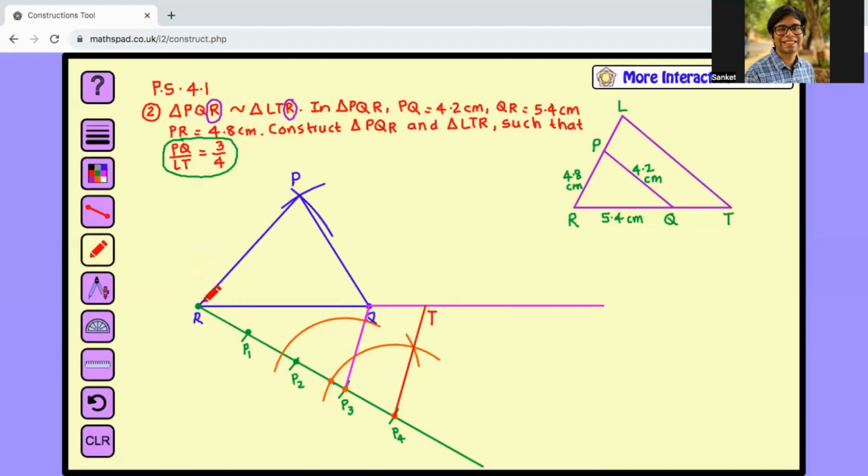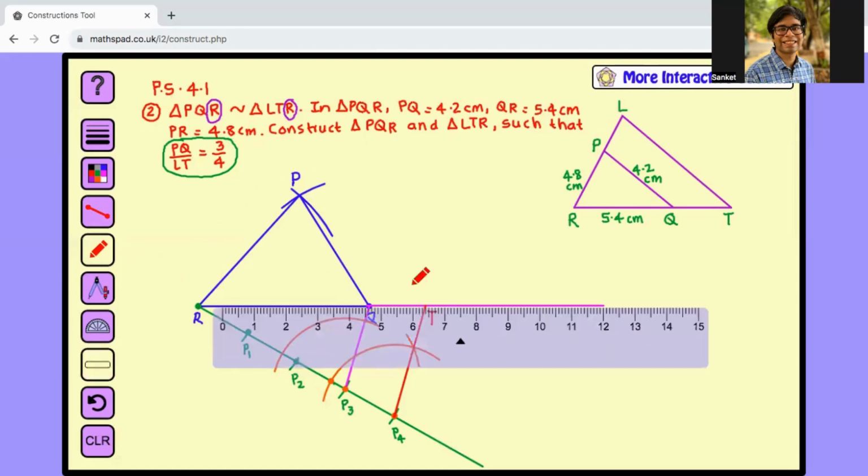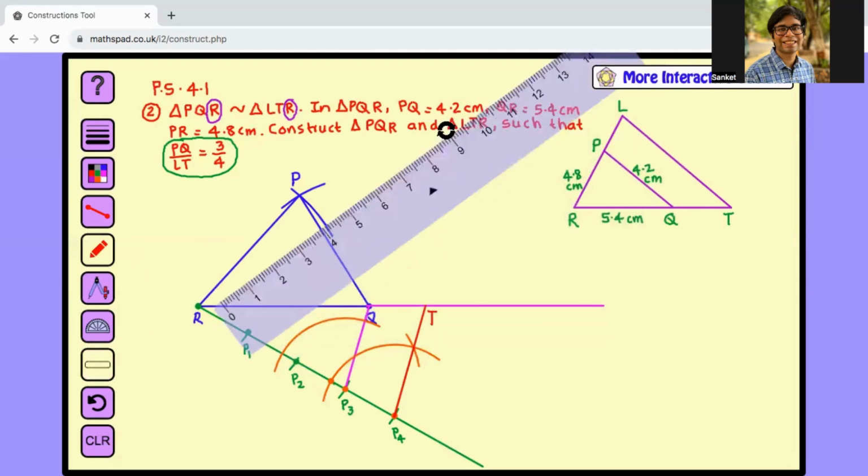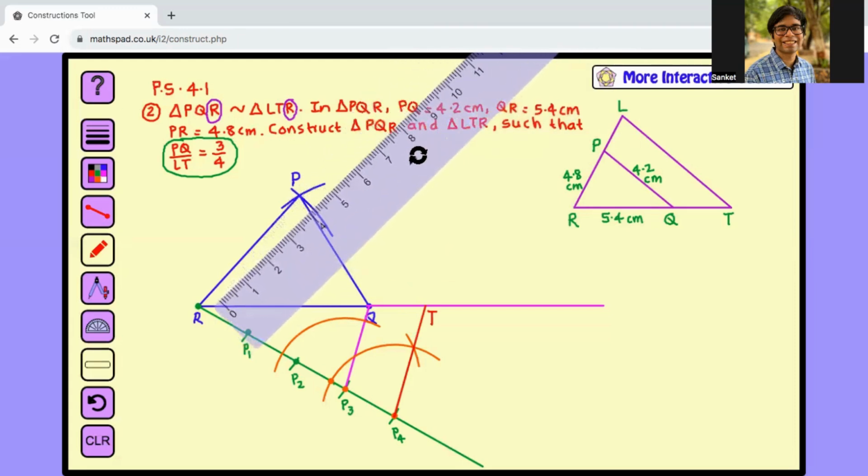You can see that this is corresponding to 3 parts and this is corresponding to 4 parts, as the ratio of PQ upon LT is 3/4. Now I'm going to do something similar to draw my remaining triangle or locate the vertex L. I'm going to first extend this side.